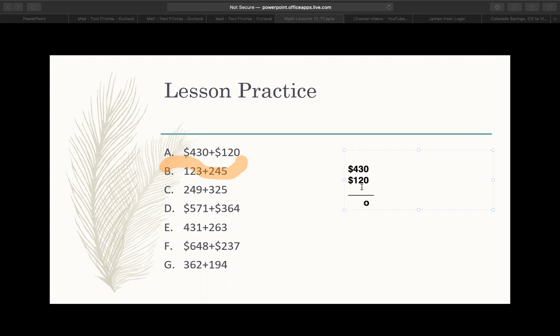And at our tens place, 3 plus 2 is 5. And 4 plus 1 in our hundreds place is 5. So our sum for $430 plus $120 is $550.